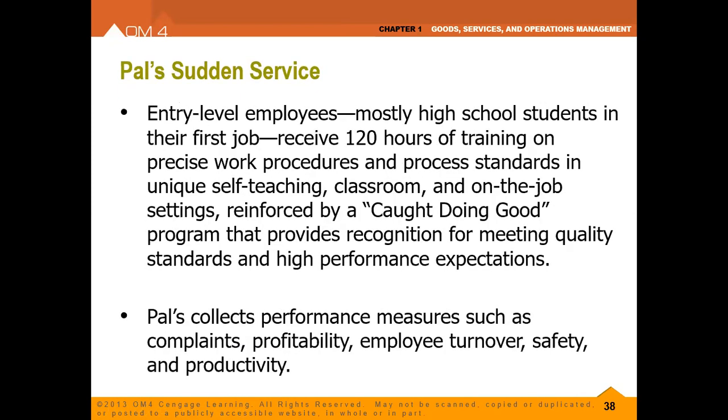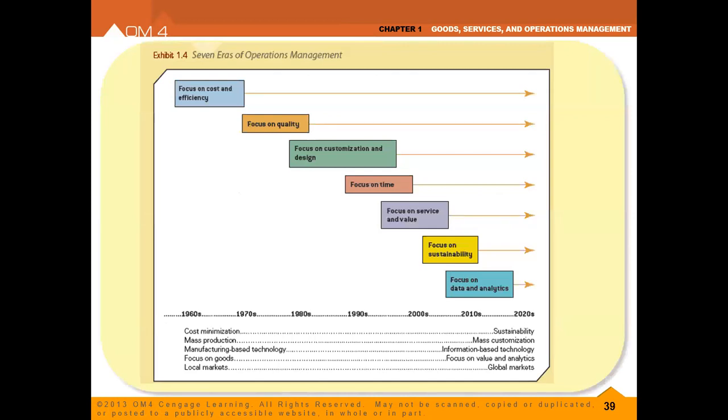So I think that's it for, oh well, this is the different development of operations management. In the 1960s, we focused on cost and efficiency. Then in the 70s, we focused on quality. Then we started to want to personalize and customize the product. So we have the efficiency, we have the quality, and now we want to customize. So we focus on customization and design. And then we want it to be fast, so we focus on time. And then the customer wants service, so we focus on service and value.